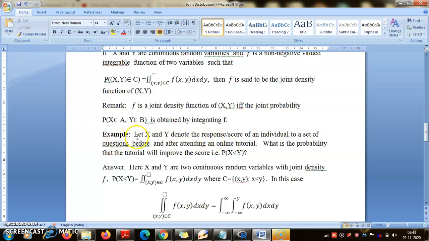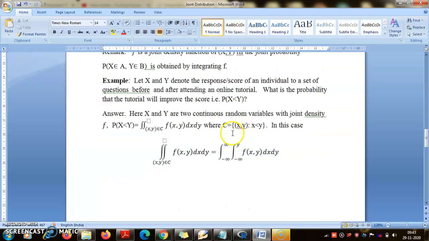Then here is an example of how this concept is used. Suppose x and y denote the score or the response of an individual to a set of questions before and after attending a tutorial. What is the probability that the score will improve after attending this tutorial? So what you are really asking is, the score after the tutorial is bigger than the score before the tutorial, so the probability that x is less than y.